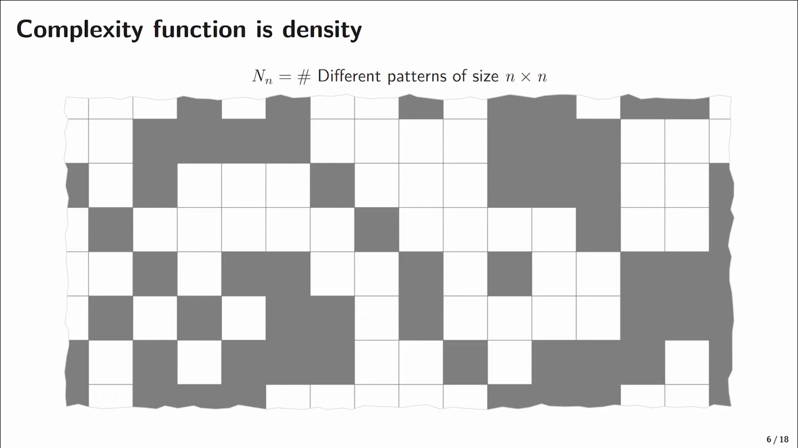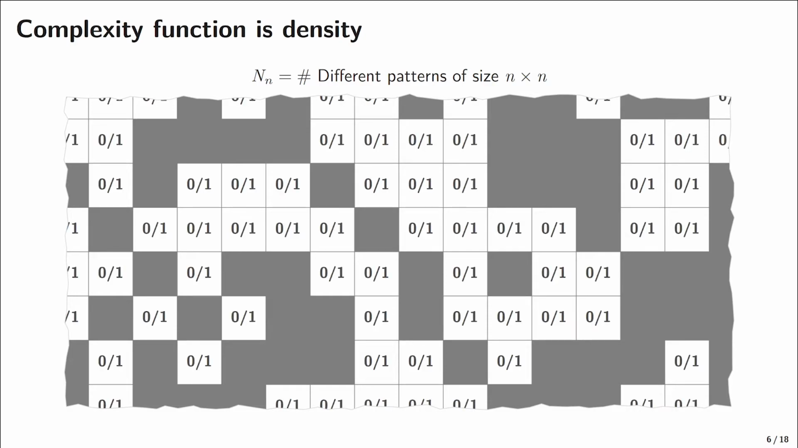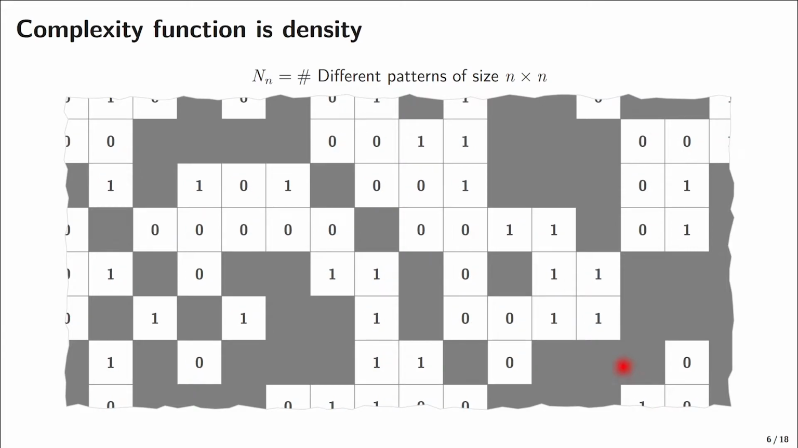Now I want to provide some intuition about the complexity function, so I want you to think of it as a notion of density. Indeed, take a coloring like this, with black and white squares. And now, for each white square, I will duplicate it into 2 kinds of white squares, some with 1s and some with 0s. This is what I call adding a bit to the white squares. So, for each white square, it can have 2 values, 0 and 1.